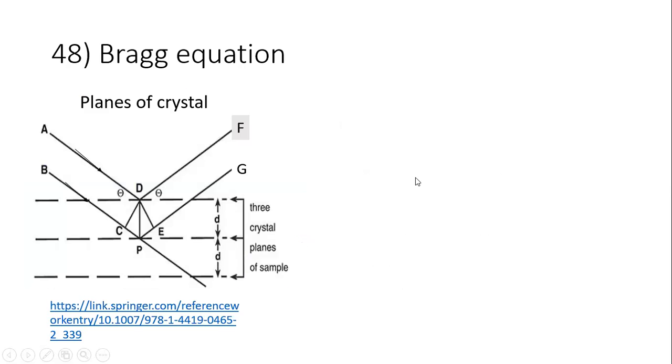Okay, let's look at this particular one. This is your three crystal planes, the planes there. There's a distance between the planes, D. There's an incident ray coming in.